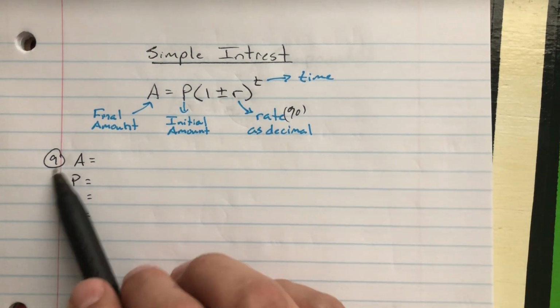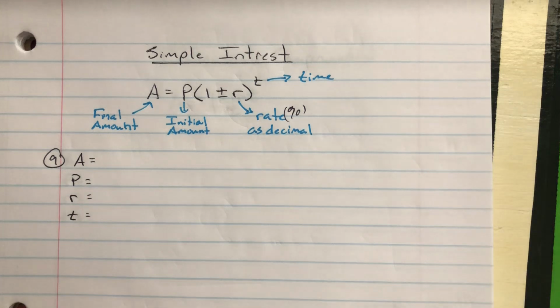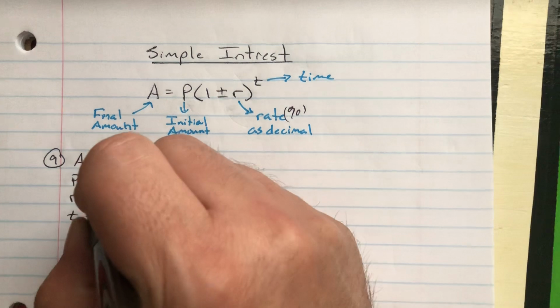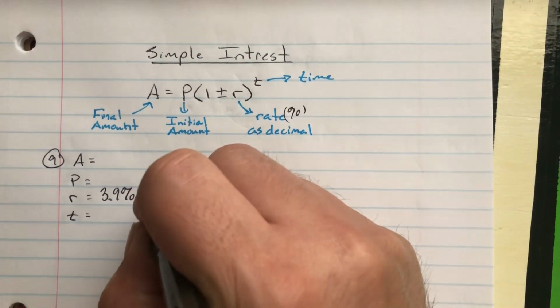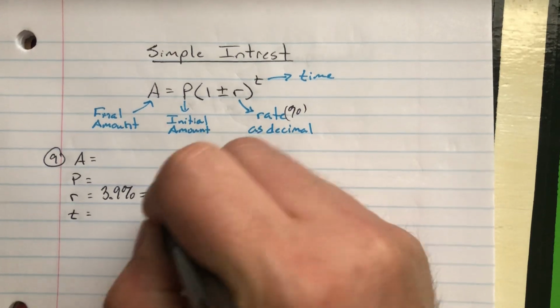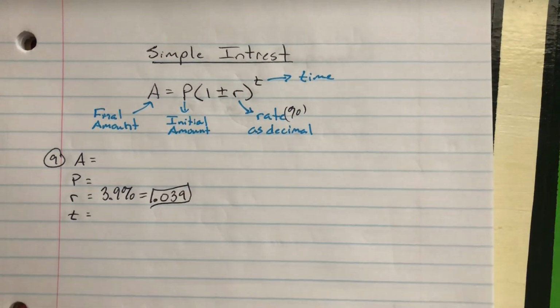So this is number 9 from the worksheet that's for Thursday. It says the population of Austin, Texas is growing at a rate of 3.9%. So that's our rate, 3.9%. As a decimal, this is 0.039. So this is actually what we're going to use when we plug it into the equation.